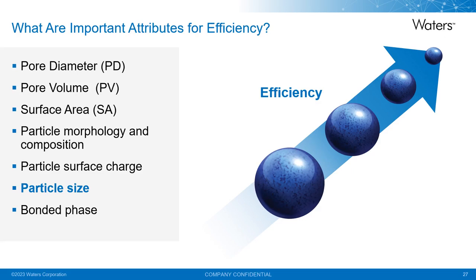Particle size is also important in order to drive chromatographic efficiency. Smaller particles have more efficiency than larger particles, and the more efficient the column, the benefits of speed, sensitivity, and resolution can be achieved.